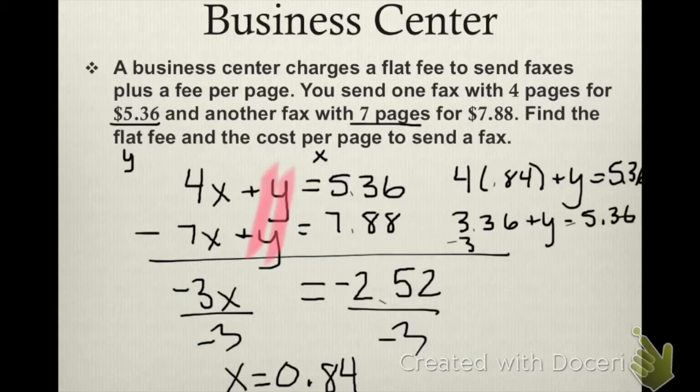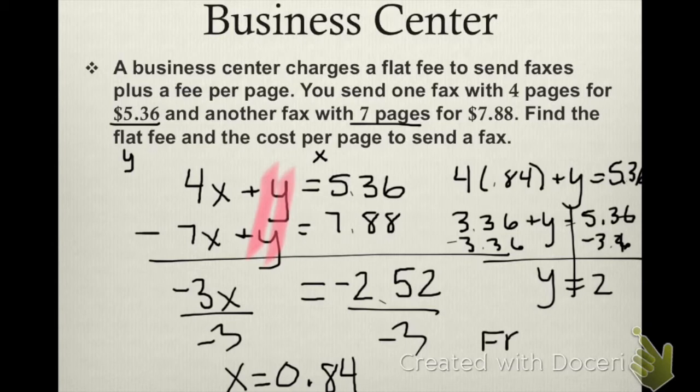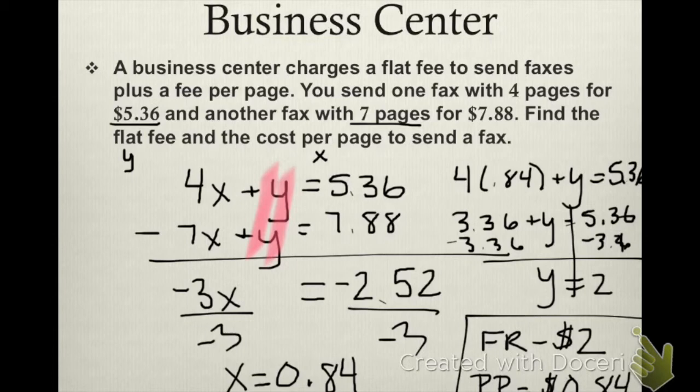So when I subtract my 3.36, I get that my flat rate y equals $2. So my flat rate was $2, and my cost per page is $0.84. And that would be my solution. Let's head on back to the kayaking.